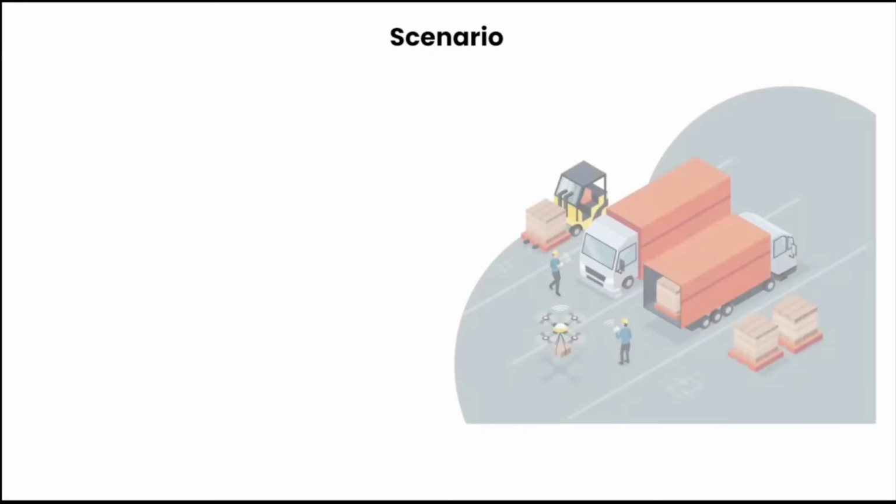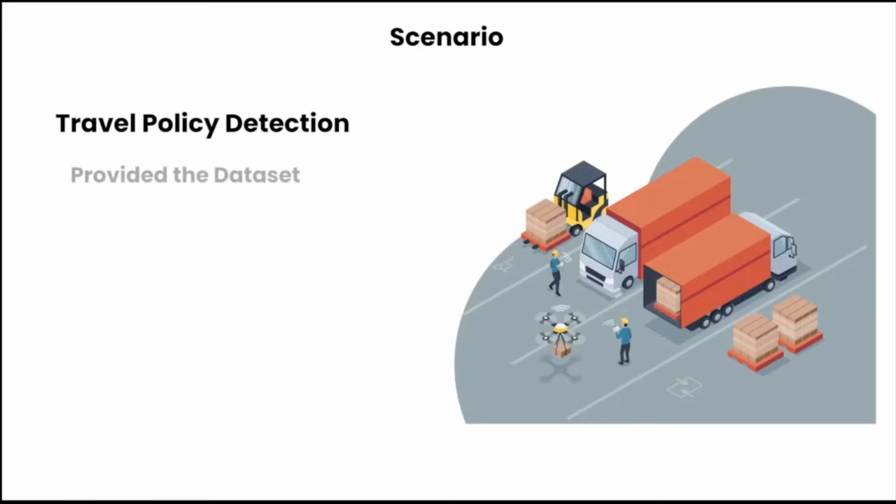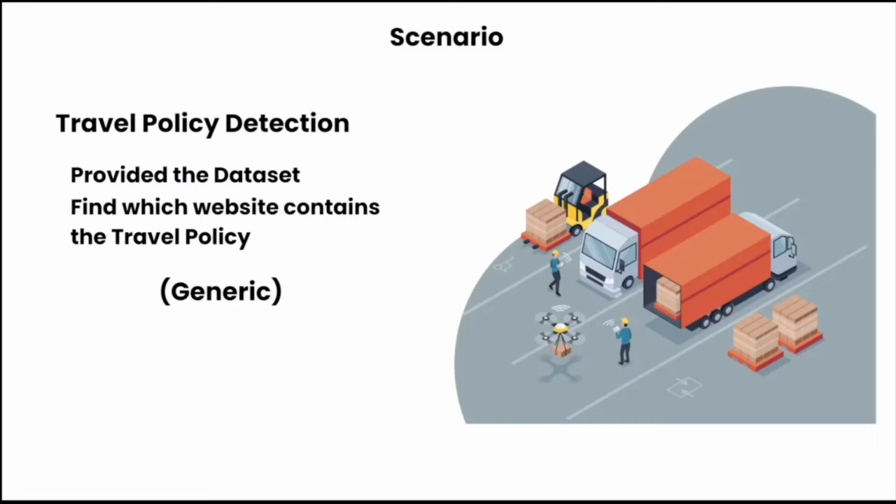Here we have a scenario. We have got this project and we have successfully delivered the results and met the requirement as well. So this is all about travel policy detection. They have provided us the data set and we have to find which website contains the travel policy.